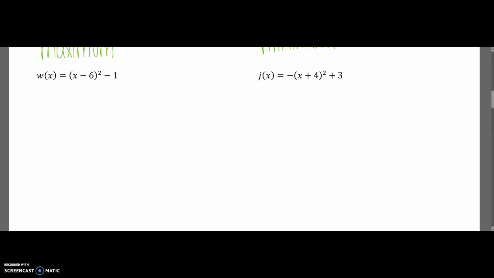Next, we're going to talk about w of x. We'll find our h and k. My h value is -6. My k value is -1. To find my vertex, we do the opposite of h. So my -6 turns into a positive 6, and the same of k, which is -1.